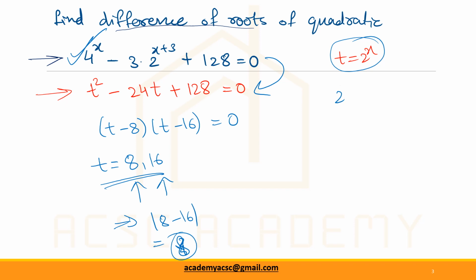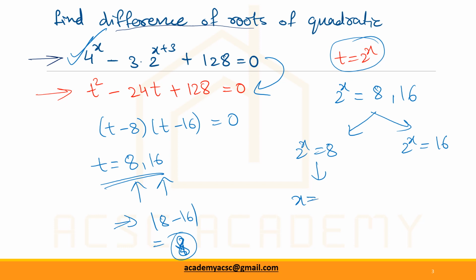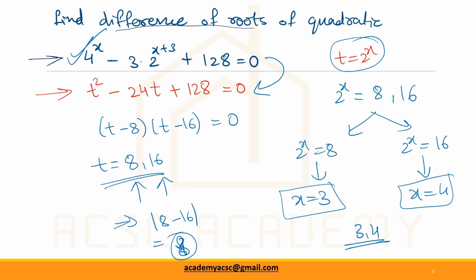What we'll do? We will say 2 raised to x is actually having the values 8 and 16. So now there are two cases. 2 raised to x equal to 8, and 2 raised to x equal to 16. From this we get x equal to 3, and from this we get x equal to 4. So the final two values of x that we have got are 3 and 4, and those are the roots of our original equation that has been given.